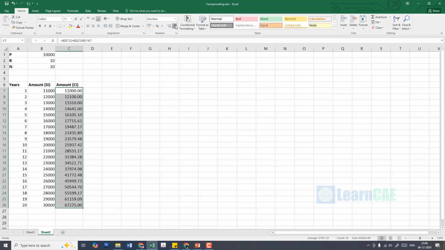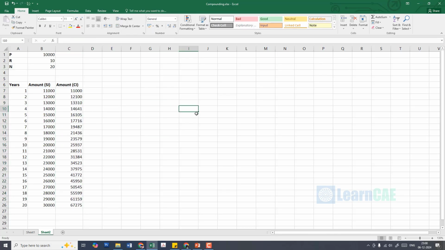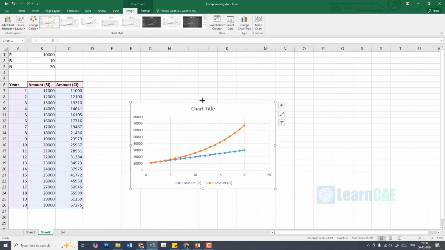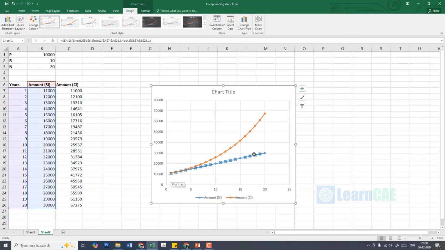Let me change the format. Now we shall see the comparison of simple interest and compound interest with respect to number of years. Let me plot it. Okay. Here we can see the simple interest is linearly varying, or the amount due to simple interest is linearly varying, whereas in compound interest it is non-linearly varying.